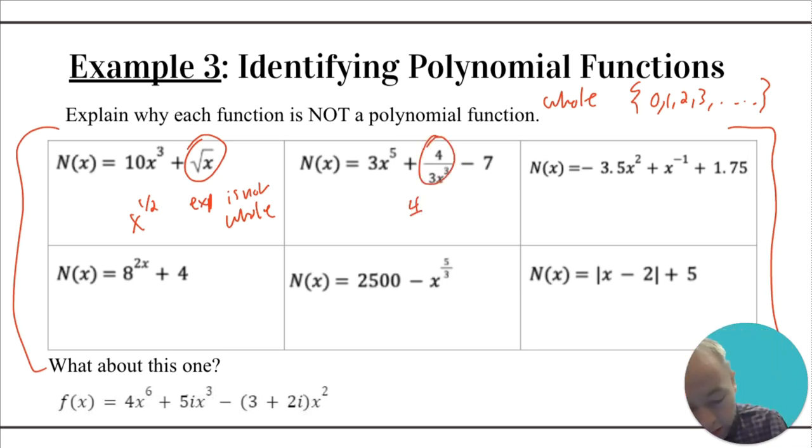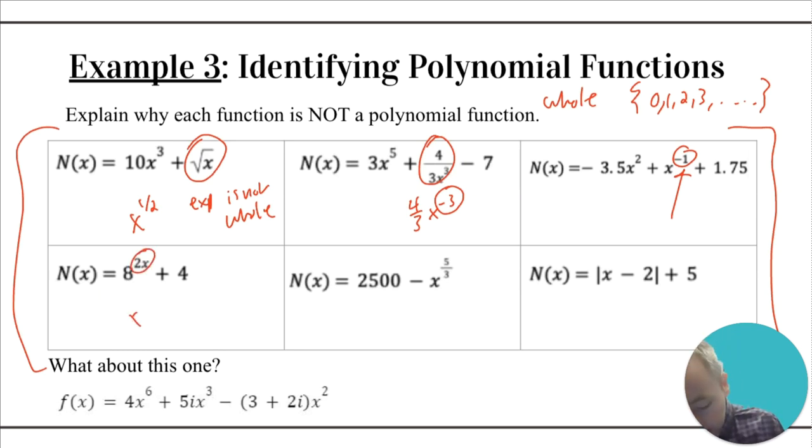This term right here could be rewritten as 4/3 times x to the -3. Again, -3 is not a whole number. Whole numbers have to be 0 and higher, okay? So it's not going to be a polynomial. Same reason right there, the exponent is not a whole number, okay? So all 3 of the top examples didn't have all exponents that were whole numbers, so they can't be polynomials, okay? This one's got a little bit of a different reason why it's not going to be a polynomial.